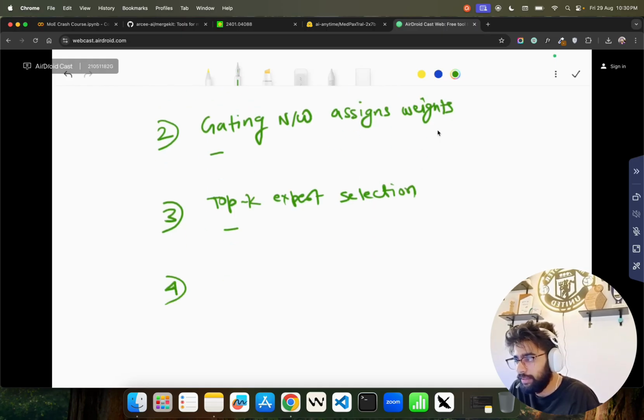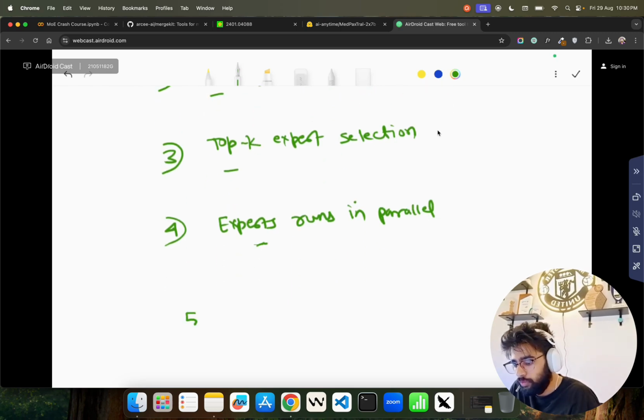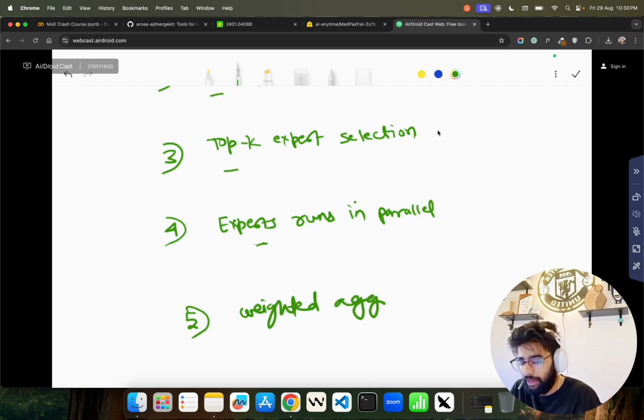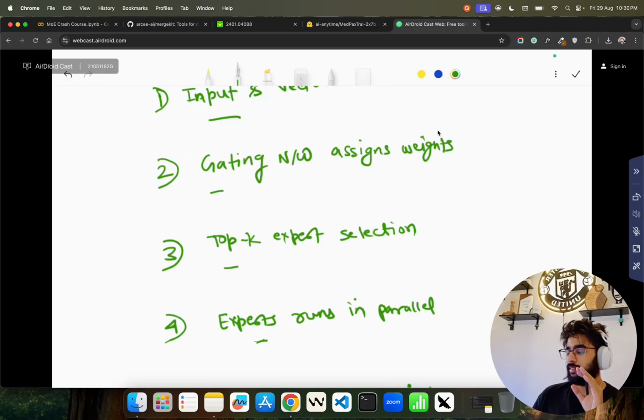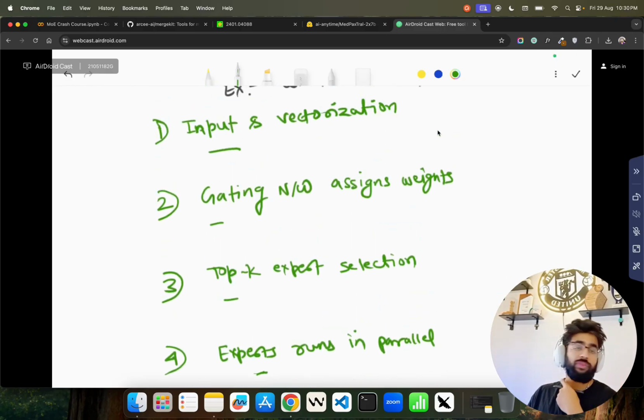Number four is your experts run in parallel. So I'm going to write experts run in parallel here. And the last one, number five, weighted aggregation. We have to aggregate the weights, right? Weighted sum basically. So we aggregate the weights, so weighted aggregation. These are the five points of how the MoE working process works, and this is so important to understand.